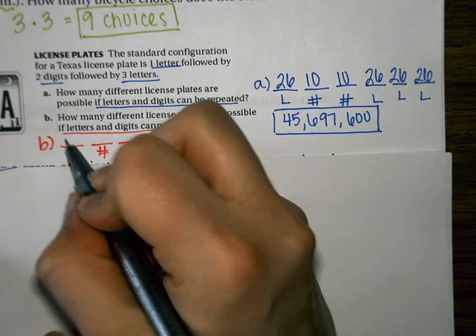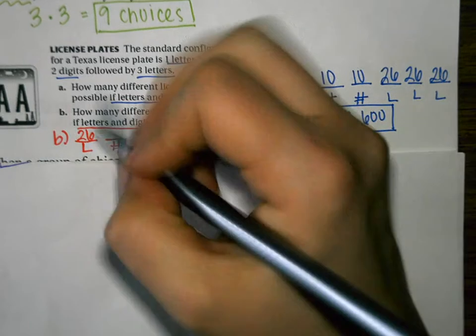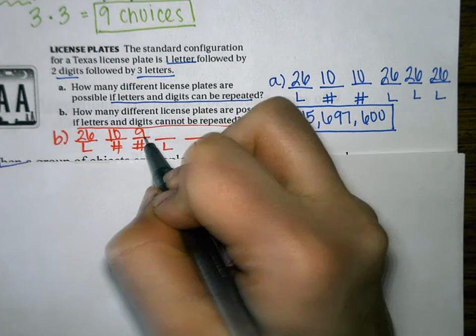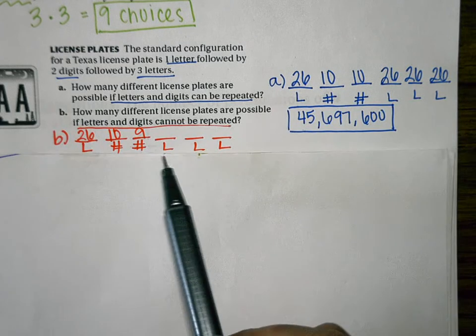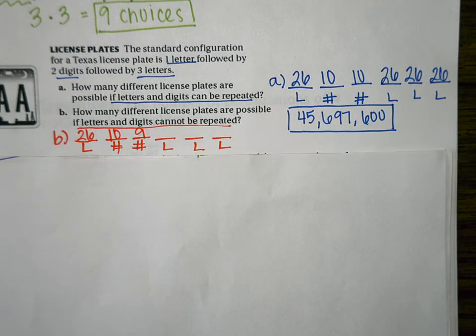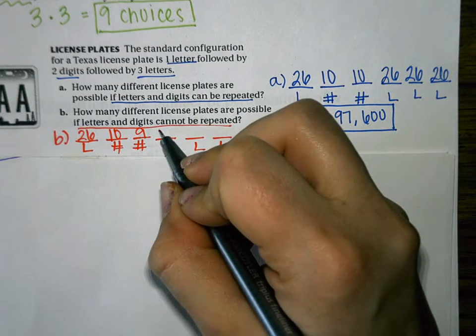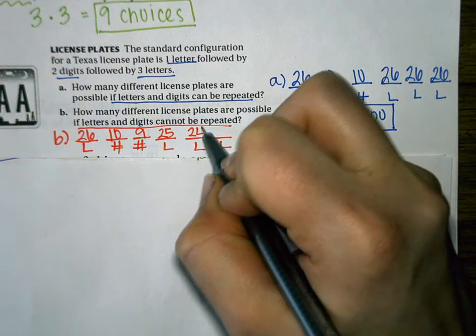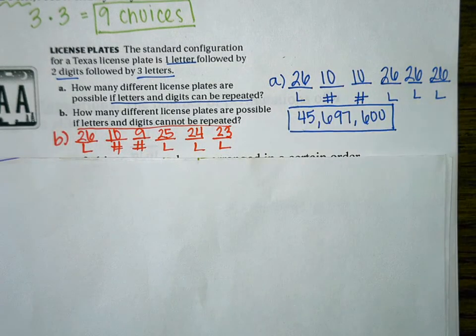So for our first letter, we still have 26 letters to choose from. Our first number, we still have 10 digits to choose from. But if I use, say, a 5, I can't use it again. So my second number, I only have 9 digits to choose from. Same thing is true with the letters. If I used, say, an L to start, I can't use that same letter again. So I only have 25 letters that I can choose. The next letter I only have 24 to choose from because I can't repeat. And the last one I only have 23 to choose from because I still can't repeat.